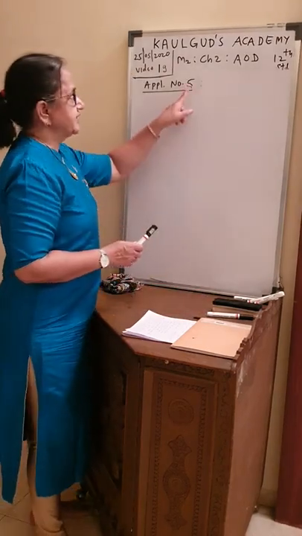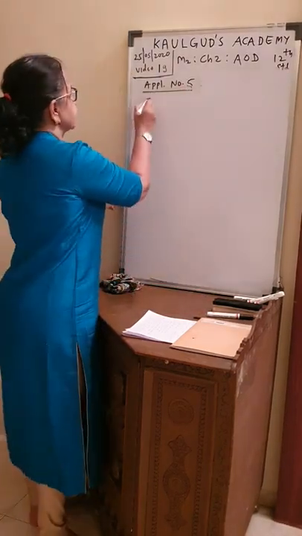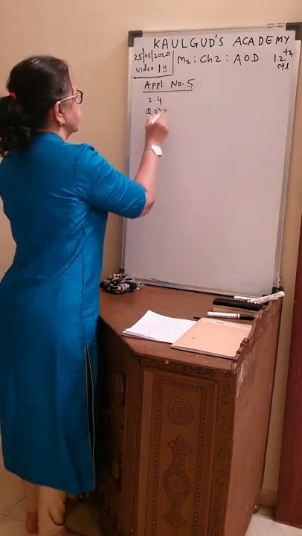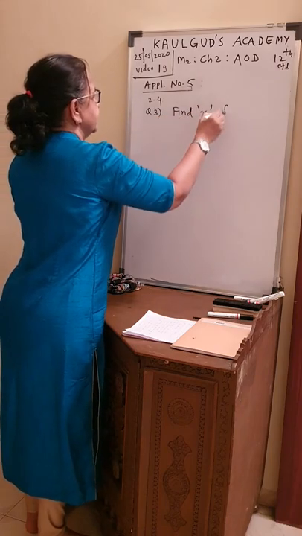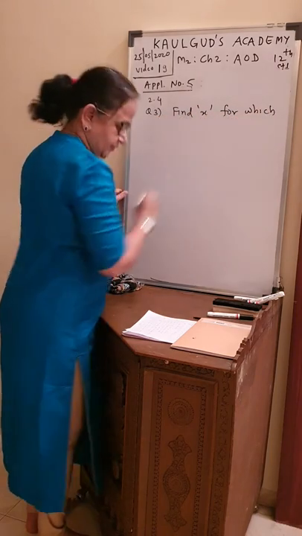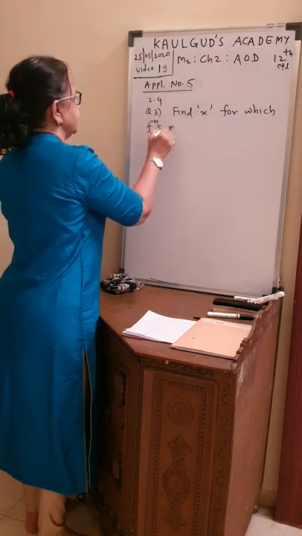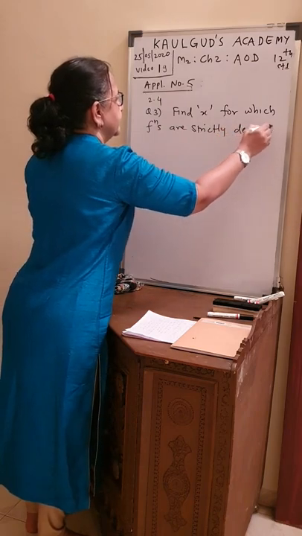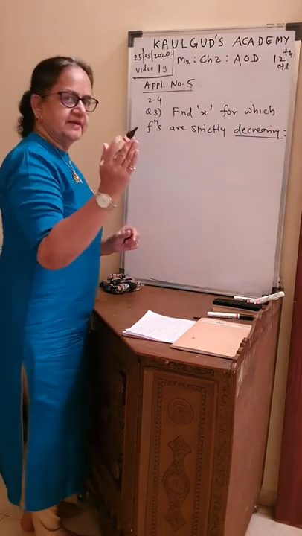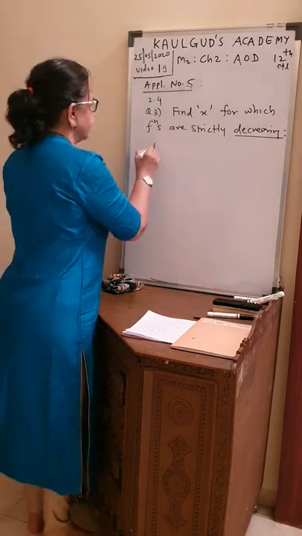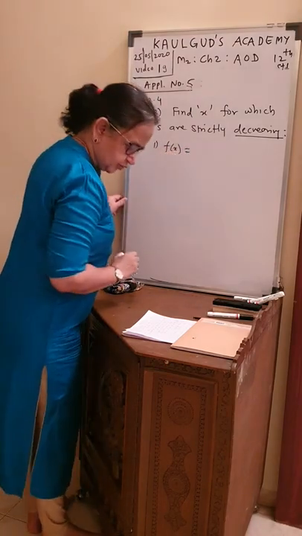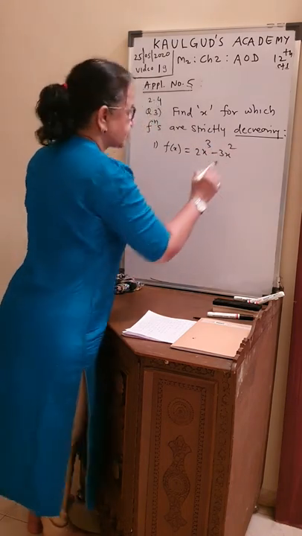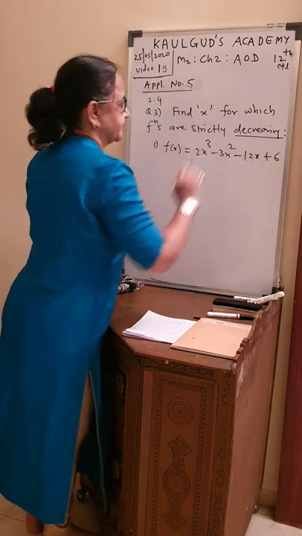We are doing fifth application, increasing and decreasing functions, exercise 2.4. And in that now, question number 3. Find x for which the functions are strictly decreasing. Now for decreasing, derivative should be less than 0. Okay, the first one, f of x is equal to 2x cube minus 3x square minus 12x plus 6.